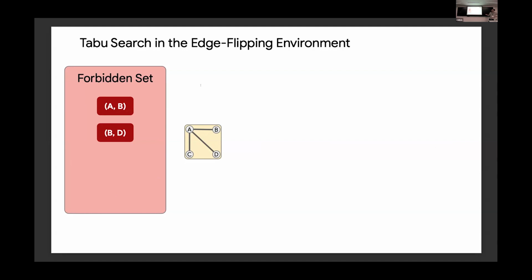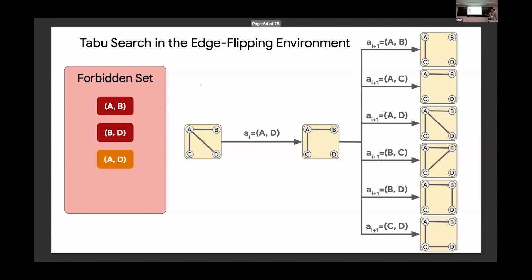So let's say you choose your actions randomly, and you choose to flip AD. So you flip this edge AD. Then you add AD to your forbidden set. So in the next iteration, you cannot flip AB, BD, or AD. Out of these 6 actions, 3 of them are forbidden, but between the other 3, you choose randomly. So in a way, it's a very, very simple algorithm, but very, very powerful. And this simple forbidden set allows you to get out of local optimum.